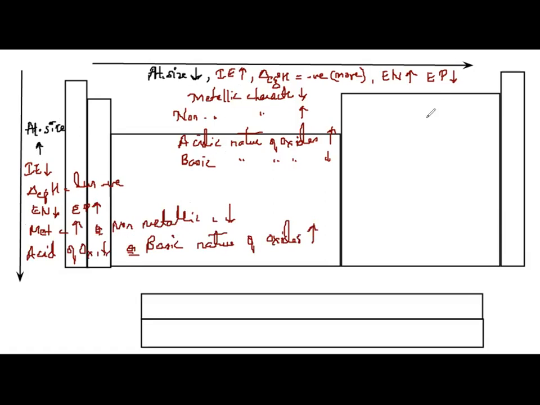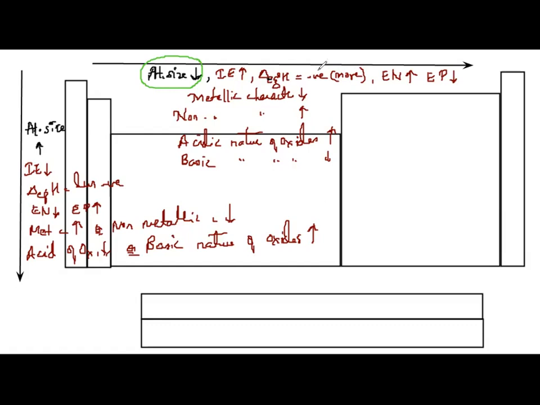And all these that I have written with red ink are dependent upon the atomic size. So with the decrease in atomic size, nuclear attraction increases, due to which to remove the electron we need to put in more energy. Therefore, we say ionization energy increases. Electron gain enthalpy becomes more negative. More negative means a large amount of energy gets released, and when energy is released, the process is said to be exothermic.